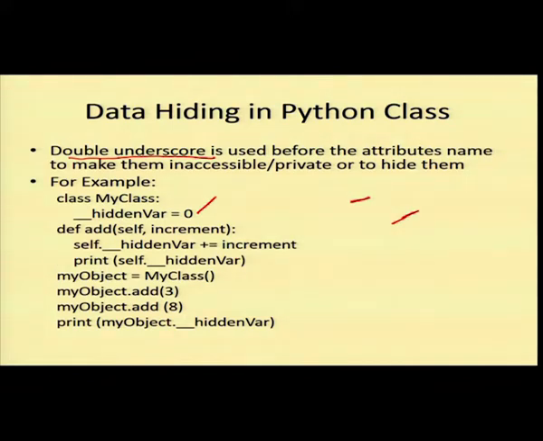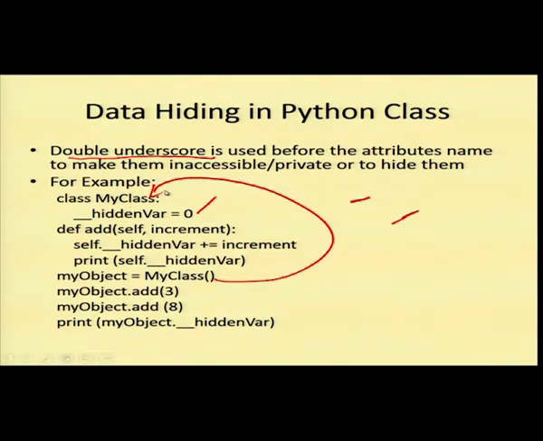Now, I am defining def add(self, increment): self.__hidden_variable += increment. Now, I wanted to increment it, print self.__hidden_variable, and I pass the arguments in this object. I create a variable called my_object equal to MyClass. So, I call upon this MyClass.